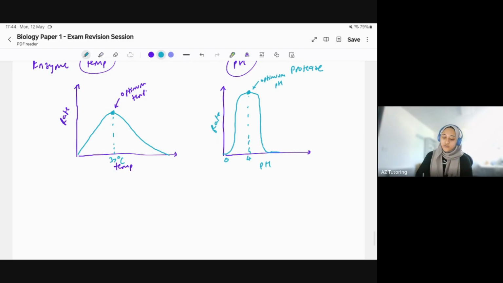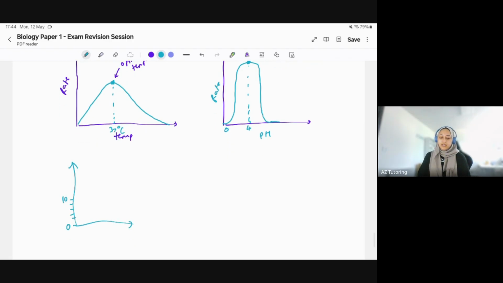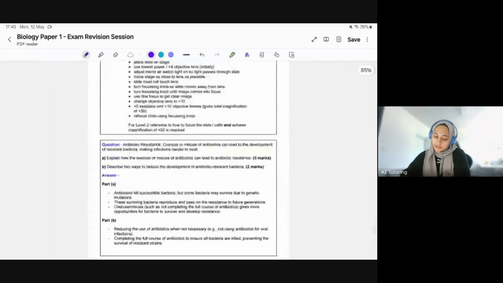One other thing I want to mention with graphs: if you've got a graph and you're told to read off, if you want to work out the value of one box, so let's say 1, 2, 3, 4, 5, and let's say that's 0 and 10. To work out the value of one box as I'm going up, you're doing 10 minus 0, so the space between there, divided by the number of boxes in between, which is 5. So 10 divided by 5 is 2. So the value of one box is 2. So 2, 4, 6, 8, 10. That's how you find the value of one box when you're trying to read off graphs in biology, especially.